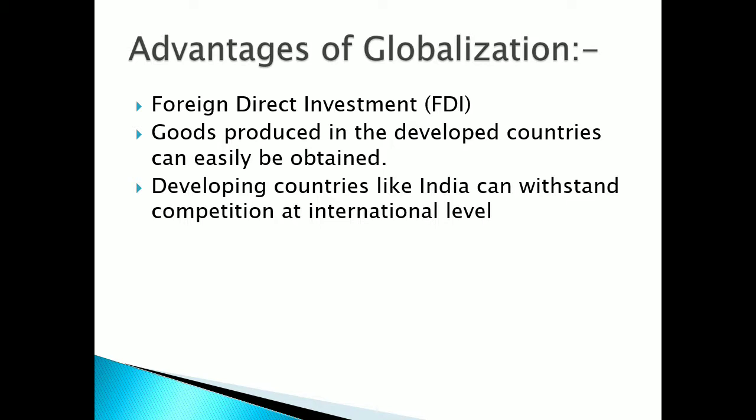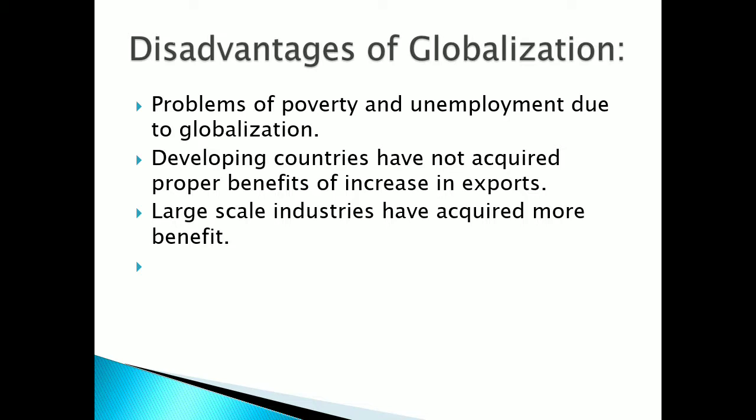Now let's start the disadvantages. What are the disadvantages? Problem of poverty and unemployment due to globalization. Globalization has created many job opportunities. Globalization has given so much business to other people, but in spite of all of these things, the problem of poverty and unemployment has not been resolved, not solved. Earlier also this was a very big problem. Still this problem has not been solved.